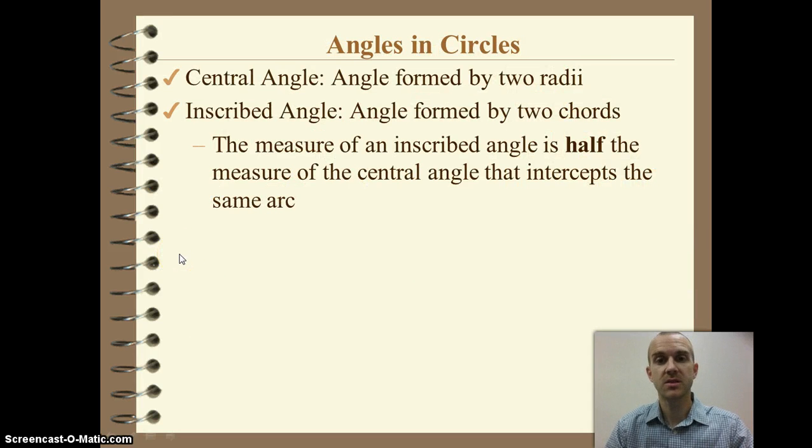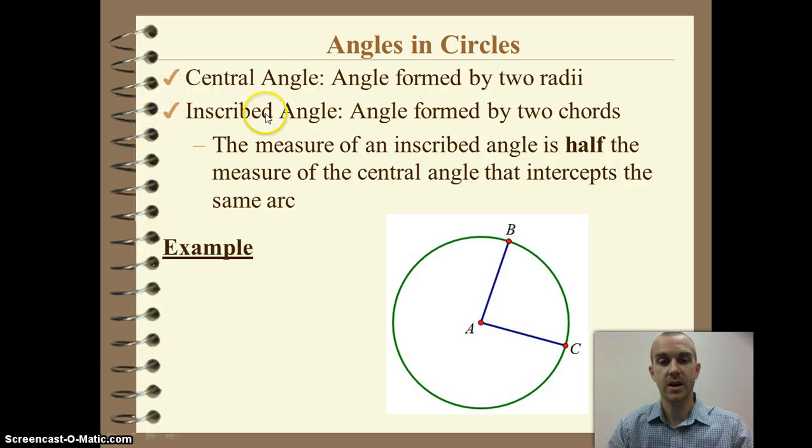Now we also deal with different types of angles in circles. Two primary types of angles we discuss are the central angle and the inscribed angle. A central angle is formed by two radii, so if we look at our circle A here, we would say that radius BA and radius AC are forming angle BAC.